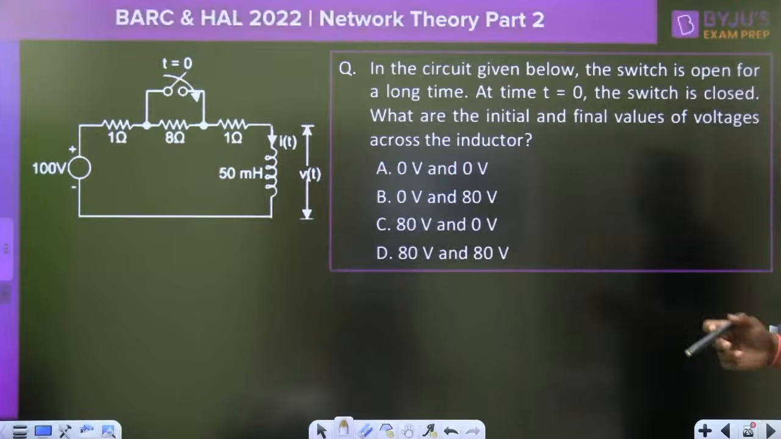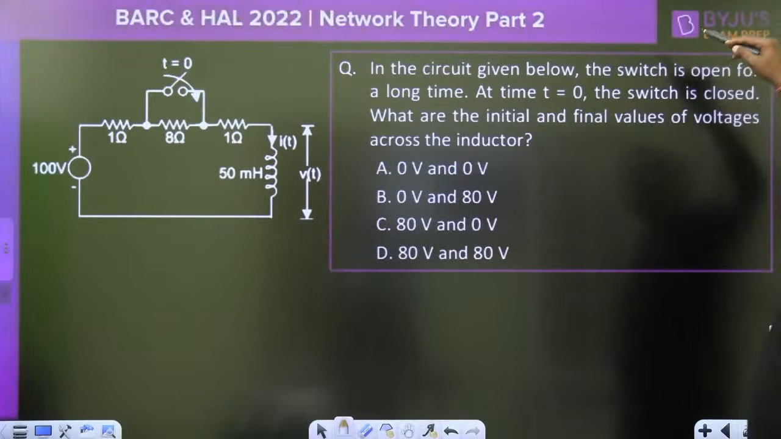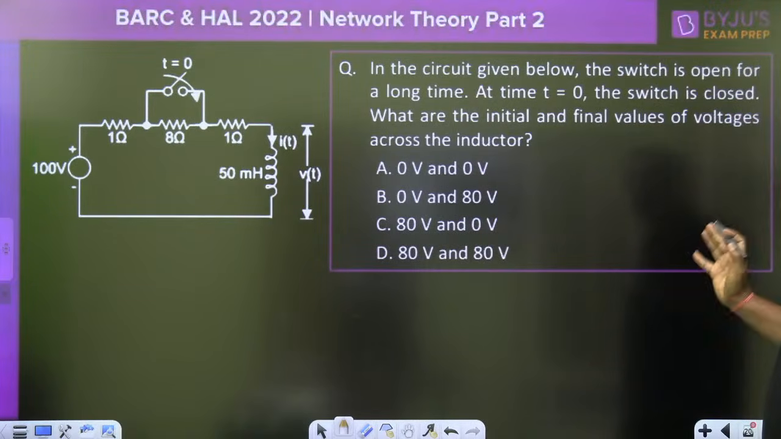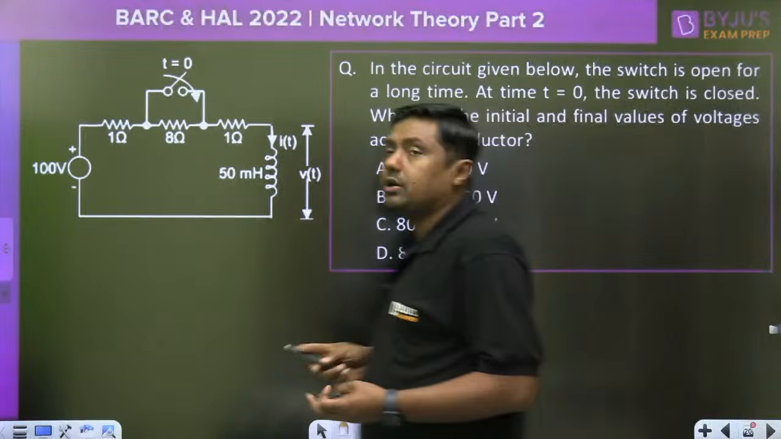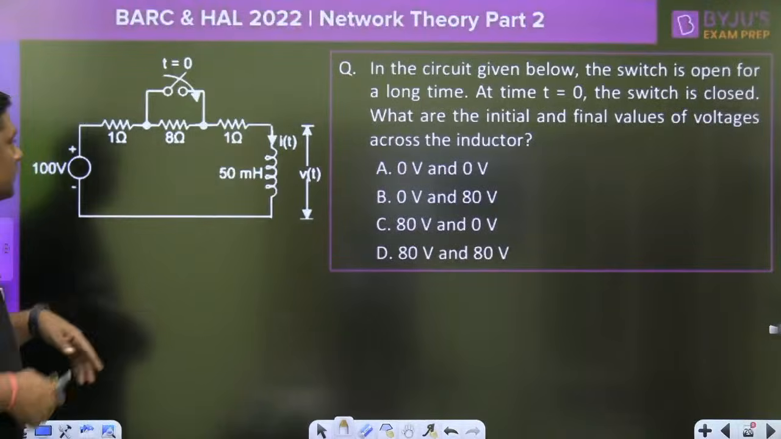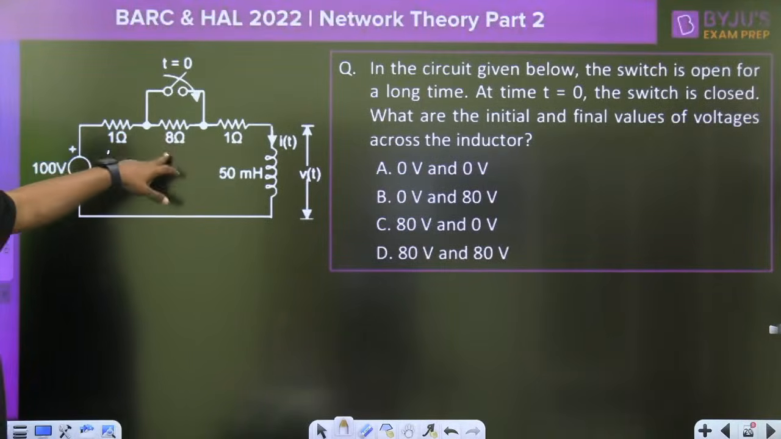In the circuit given below, the switch is open for a long time. At a time t equal to 0, the switch is closed. What are the initial and final values of the voltage across the inductor? Again, question on what? Initial and final value. What will be the initial and final value, everyone? 1, 8, 1, 50 millihenry.